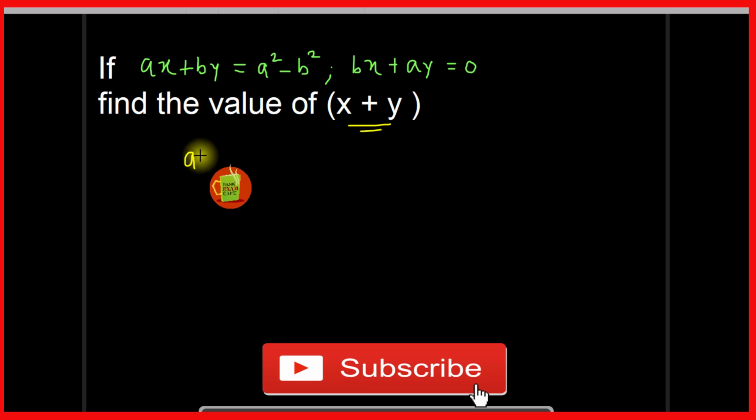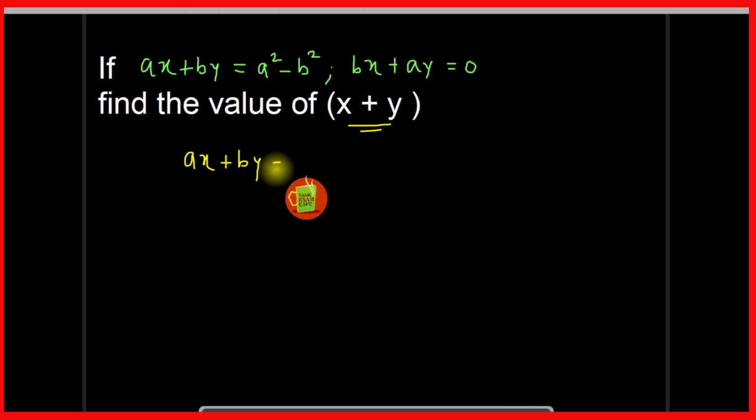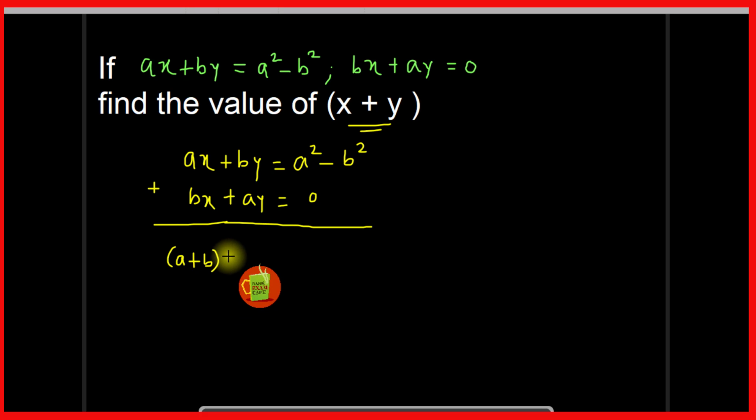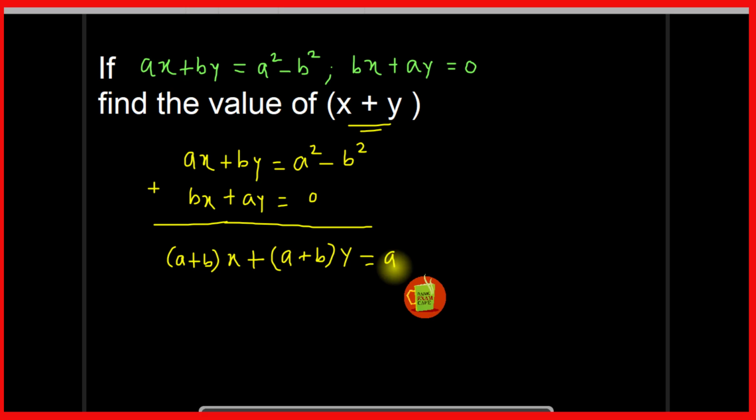So the two equations are ax plus by, which is equal to a square minus b square, and the other equation is bx plus ay, which is equal to 0. If we add these two equations, what will we get? Here you will get ax plus bx, and if you take out x as a common factor, you will get (a plus b) into x. Again you will get ay plus by, and if you take out y as a common factor, you will get (a plus b) into y, which is equal to a square minus b square.